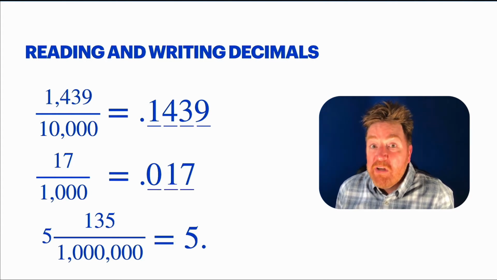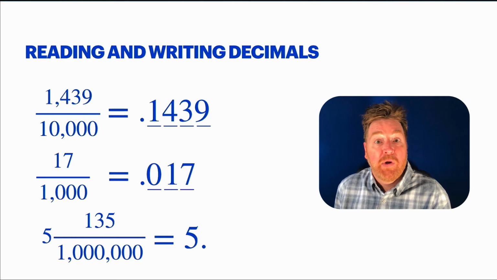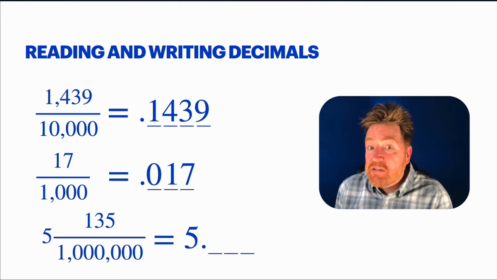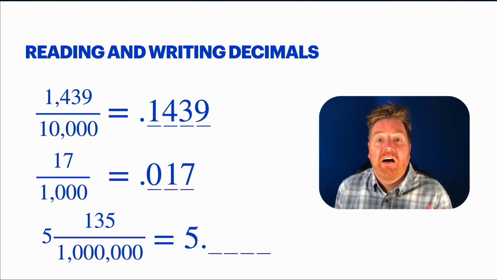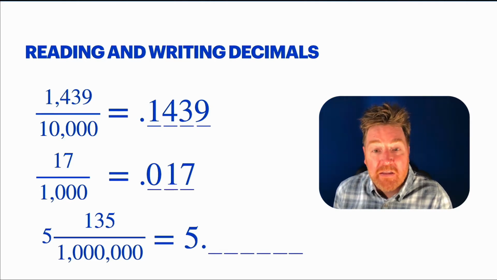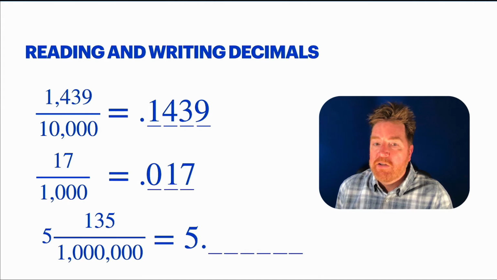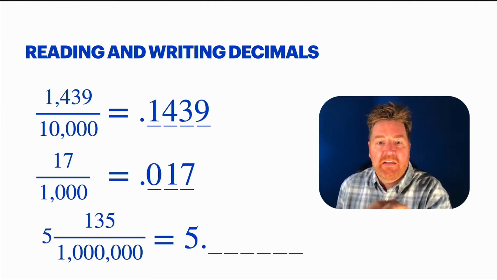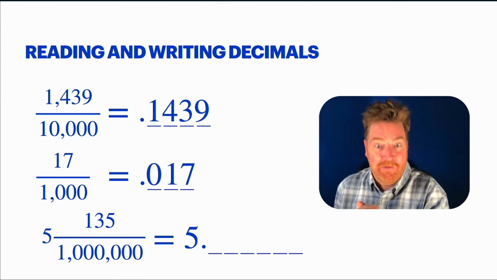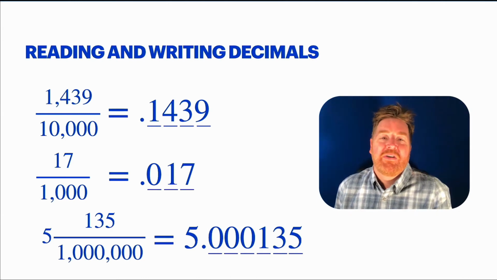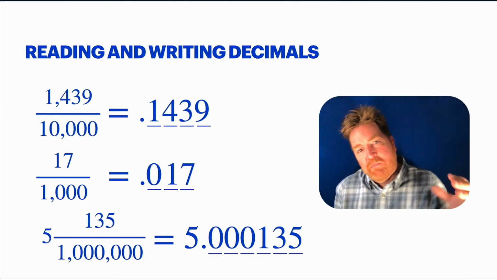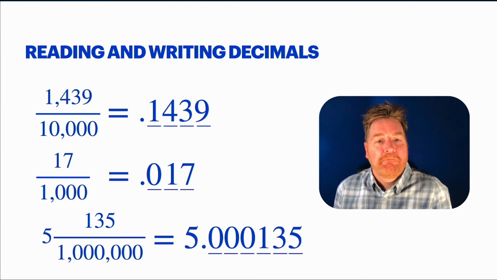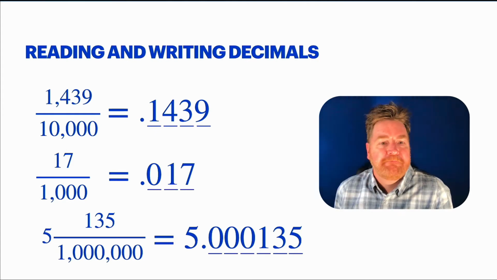We need to find the millionths place. So let's go through and count it. Tenths, hundredths, thousandths, 10,000ths, 100,000ths, millionths. There we go. All right, so 135 needs to get placed in there. So it's going to go all the way to the end, right? And then the zeros keep the places that we need to push it down there. Looking good? Awesome. Yeah, good work.